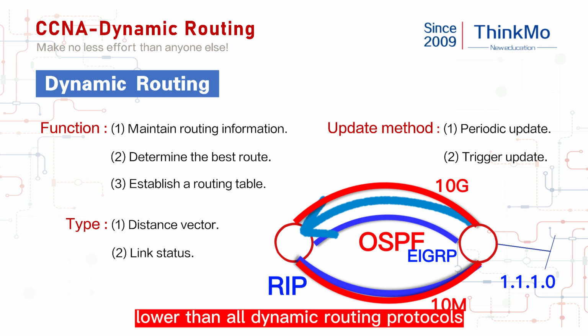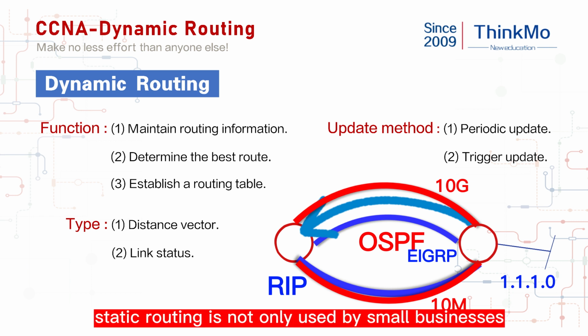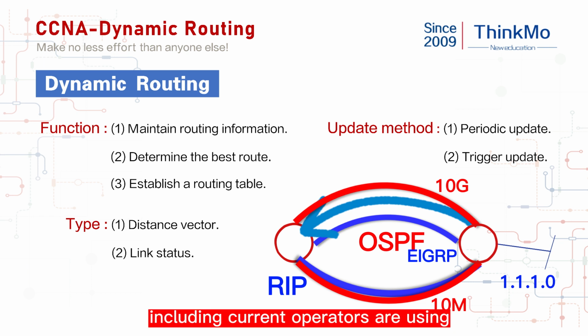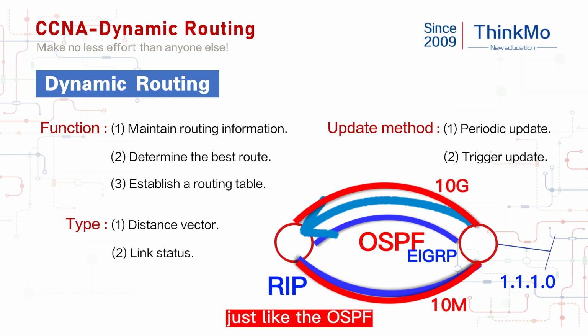dynamic routing protocols. Static routing is not only used by small businesses; medium enterprises, large enterprises, including current operators are using it, because the dynamic routing protocol has a fixed principle of routing. Just like the OSPF I told you, it's based on bandwidth. Suppose the upper line is 10 G and the lower line is 1 G. Always go above. Never go below.